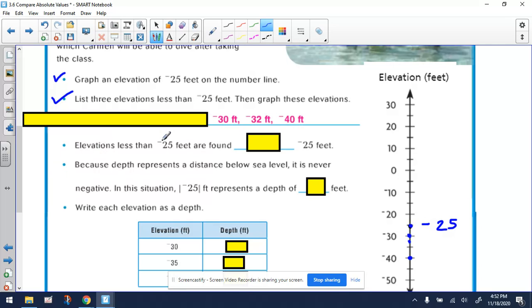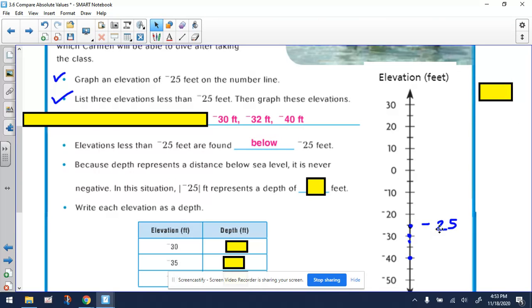Elevations less than negative 25 feet are found blank compared to negative 25 feet. So are they above or are they below negative 25 feet? Well, it would be below, right? These are all below that number. Because depth represents a distance below sea level, it is never negative. In this situation, the absolute value of a negative 25 feet represents a depth of 25 feet.